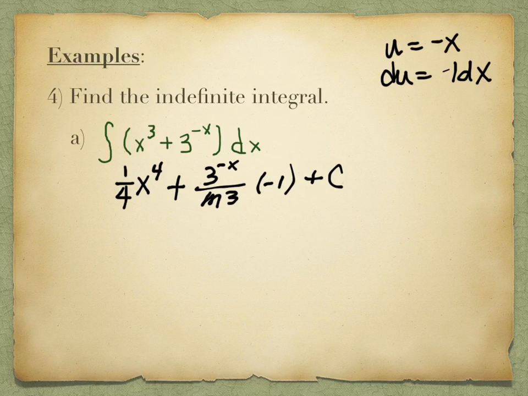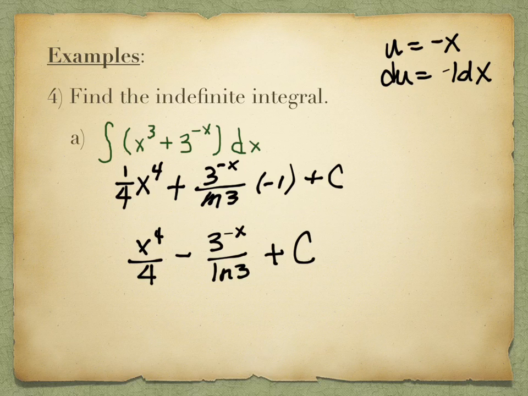So I think we can clean this up just a tiny bit, maybe. You can leave it as 1/4 x to the 4th, or you could write it as x to the 4th over 4, whatever your preference. And then I'm going to put a negative 3 to the negative x over ln 3, plus my c. I really don't need to combine the x to the 4th over 4 and the 3 to the negative x over ln 3, because the original expression I was given wasn't combined, was it? It wasn't. So I really can leave them separated here, and that's just fine.